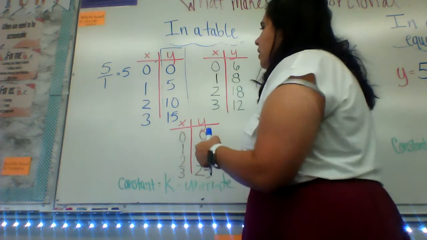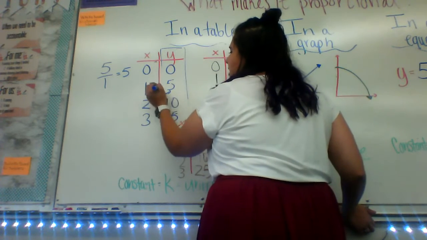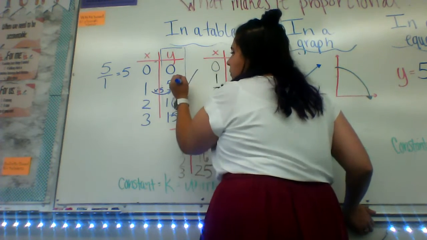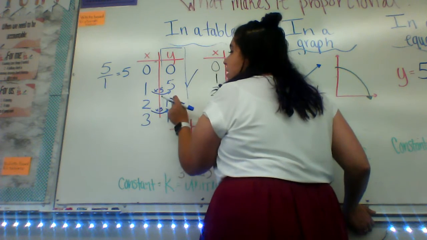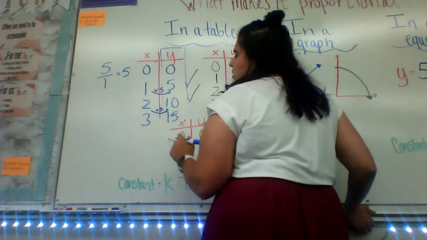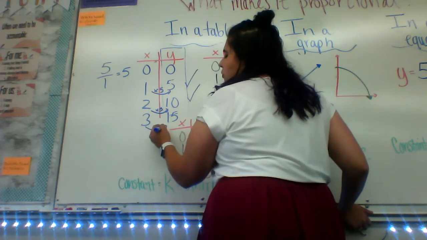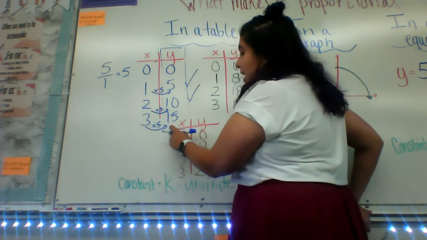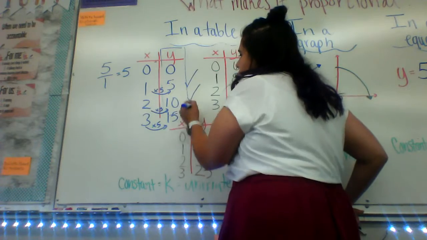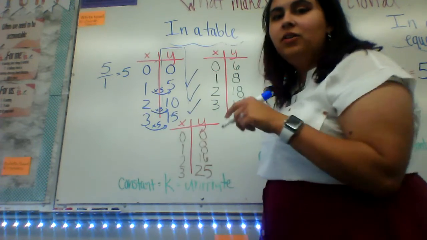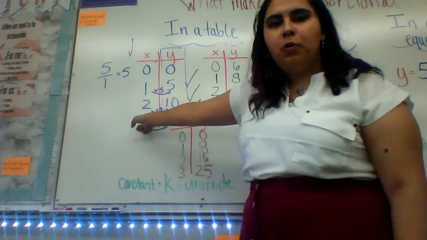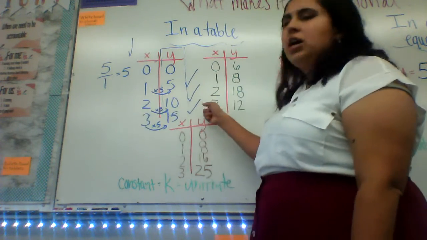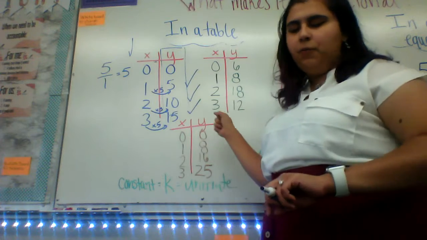So let's check. 1 times 5 I know is 5, so that checks out. I know 2 times 5 is 10. Good. I know 3 times 5 is 15. So good, that's all proportional. So I can say that check, this table is proportional. Let's try to check this one. Let's see if this one's proportional.